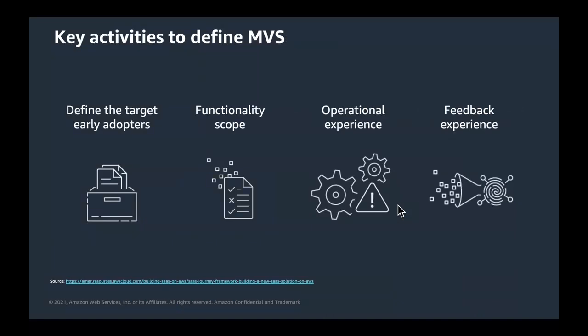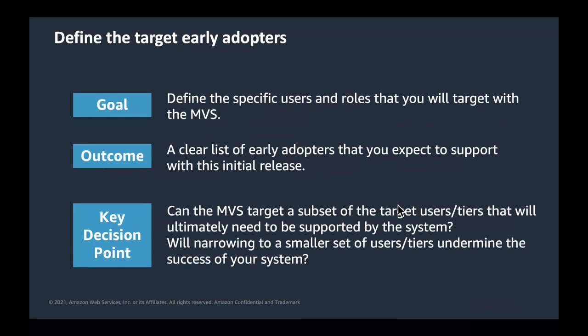So let's start. We talked about what the MVP definition might be, and we usually see 4 key activities to define a successful MVS. This starts with defining the target early adopters, then the functionality scope, the product functionality, building the operational experience, and also building the feedback experience. So let's look at each area in detail and what they really mean to define the MVS approach.